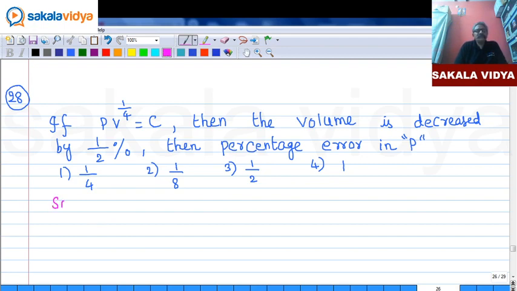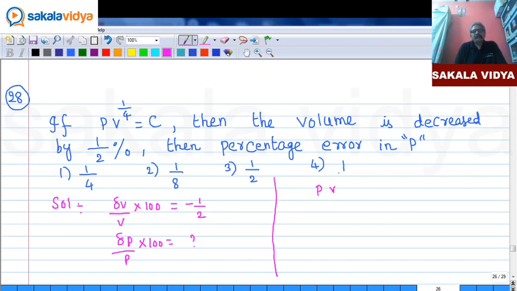Your solution: what is given means delta V by V into 100 equals minus 1 by 2, a decrease of 1 by 2%. Delta P by P into 100 we need to find out. What is given here? P V to the power of 1 by 4 equals C.